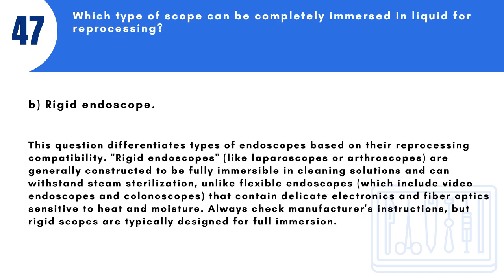Answer: B. Rigid endoscope. This question differentiates types of endoscopes based on their reprocessing compatibility. Rigid endoscopes, like laparoscopes or arthroscopes, are generally constructed to be fully immersible in cleaning solutions and can withstand steam sterilization, unlike flexible endoscopes, which include video endoscopes and colonoscopes, that contain delicate electronics and fiber optics sensitive to heat and moisture. Always check manufacturer's instructions, but rigid scopes are typically designed for full immersion.